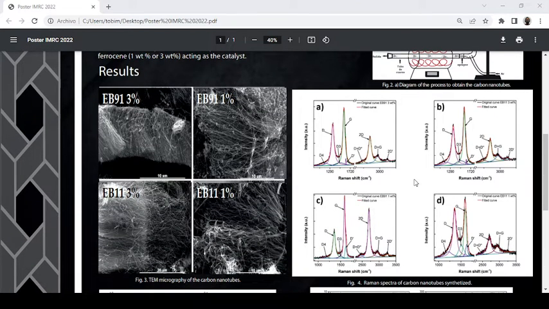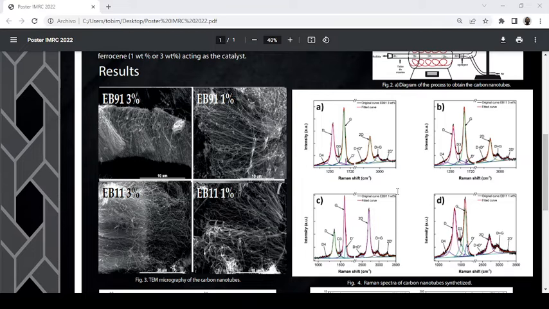in the results area we can see some images of the morphology obtained in our samples. Clusters of carbon nanotubes are generally observed. The Raman spectroscopy technique was used to quantify the defects in the synthesized materials.